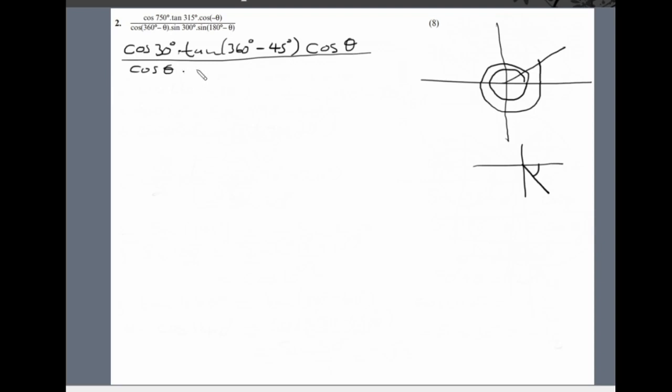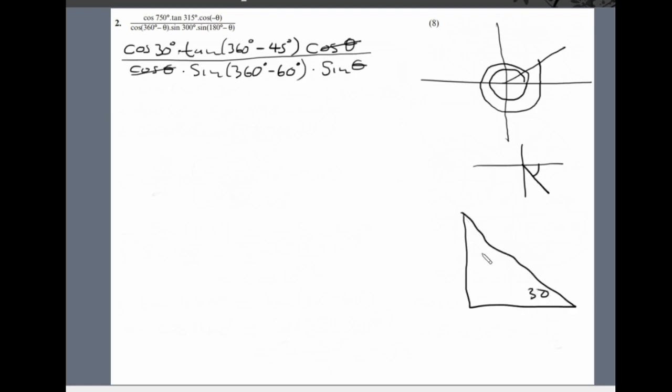So cos 360 minus theta is the same as saying cos theta, right? And then sine 300 is the same as saying sine 360 minus 60. 360 minus 60 is 300. And then sine 180 minus theta, the second quadrant, sine is positive, so it's the same as saying sine theta. Okay, so we see that cos and that cos will cancel.